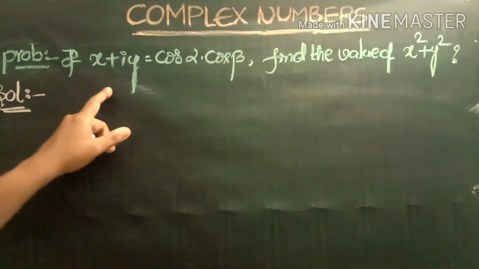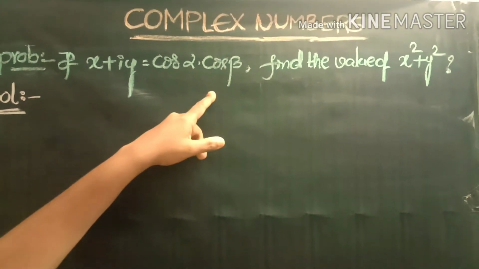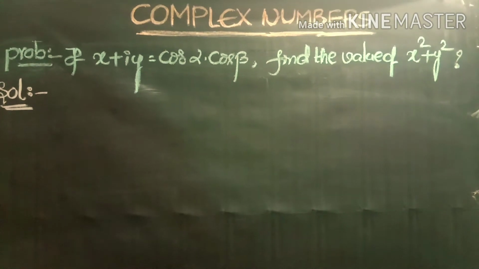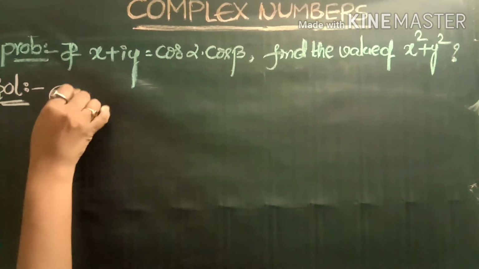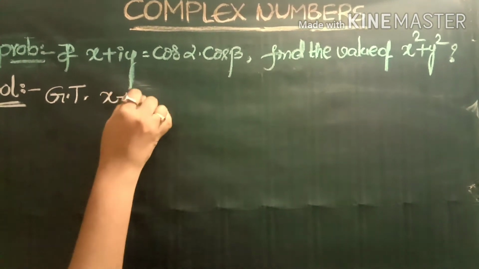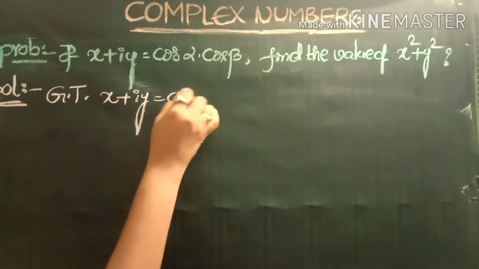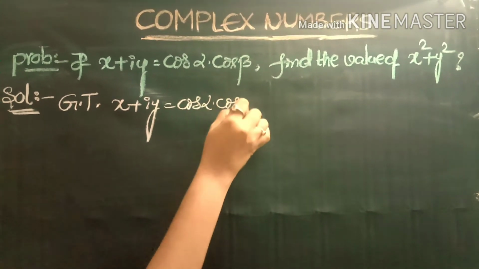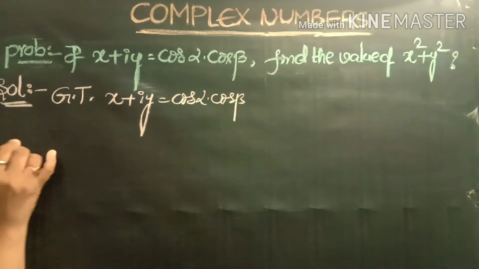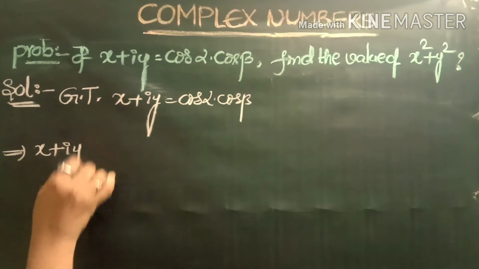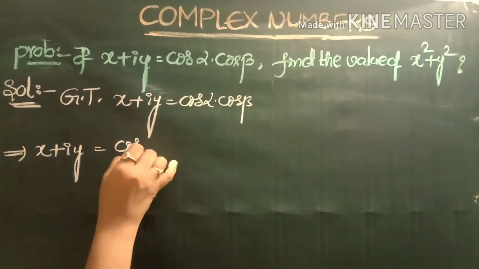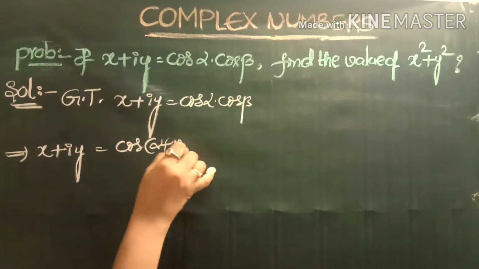Next problem: if x plus iy is equal to cis alpha into cis beta, then what is the value of x square plus y square? So first we are given that x plus iy is equals to cis alpha into cis beta, which implies x plus iy is equals to, what is cis alpha into cis beta? Cis of alpha plus beta, which is the formula.